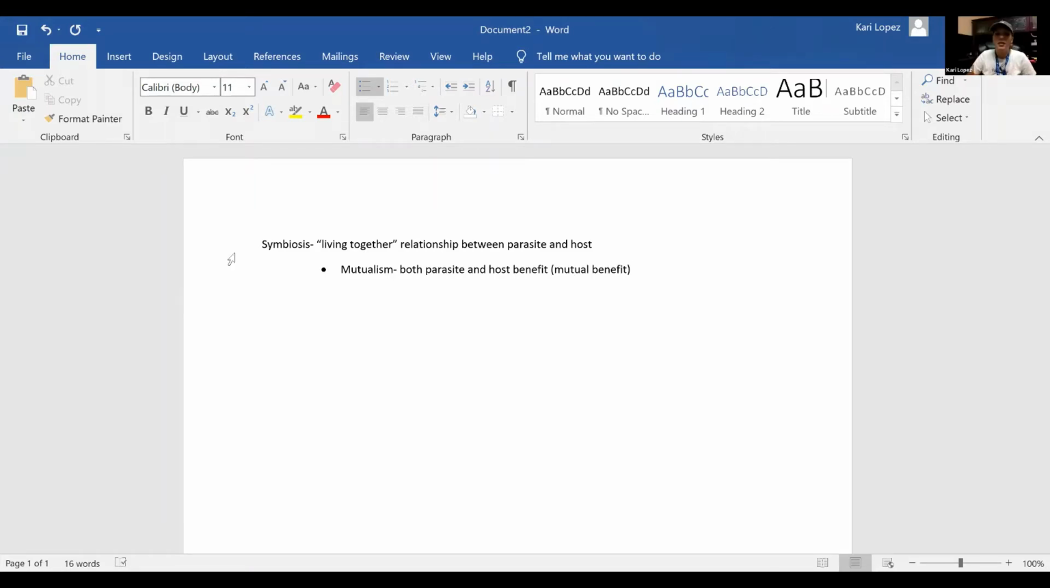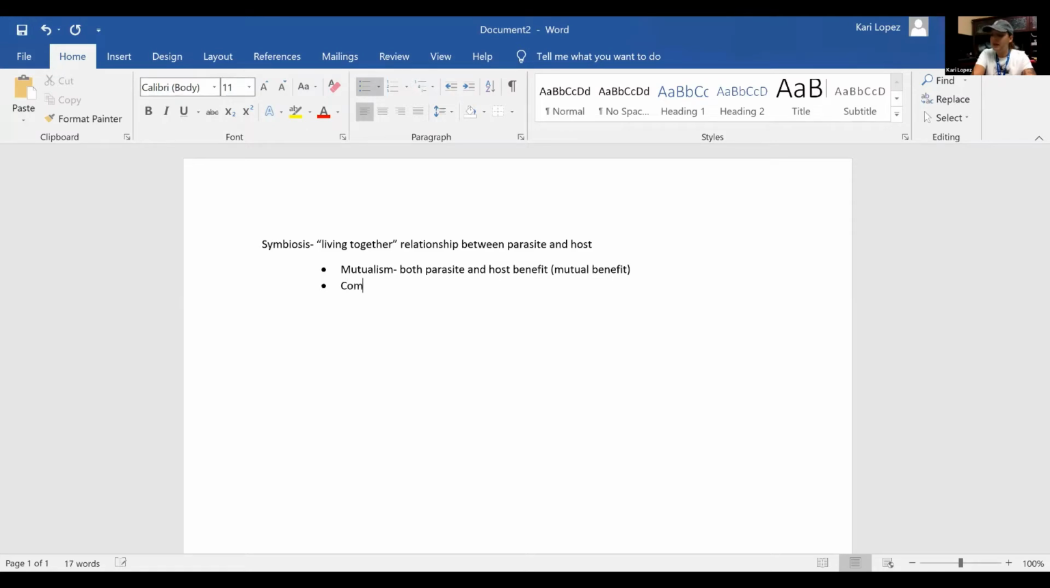Correct. The big example that they give for things like this is the sea anemone and the clownfish. So the clownfish gets protected by the sea anemone, and it's like stinging, and then the anemone gets to eat any kind of leftover food that's hanging on to the clownfish. So they both benefit. They have a mutual benefit.